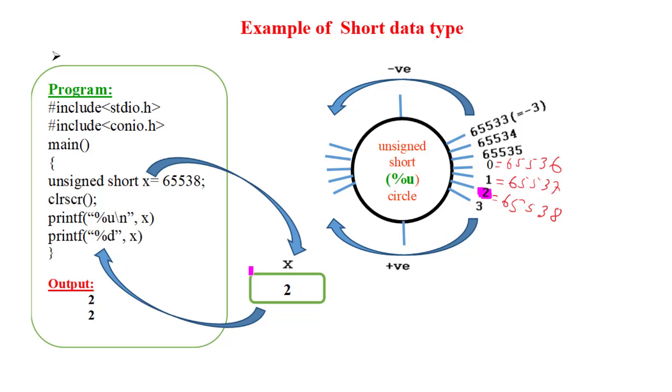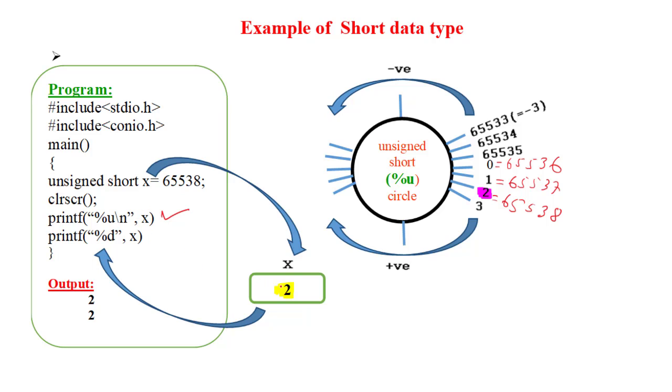So in that allocated memory location, value 2 will be stored. When we want to access that value, we have used two instructions. This is the first instruction, which has a format specifier %u. %u is unsigned short integer. So when this instruction is executed, the compiler will check what is the value of x in that memory location.